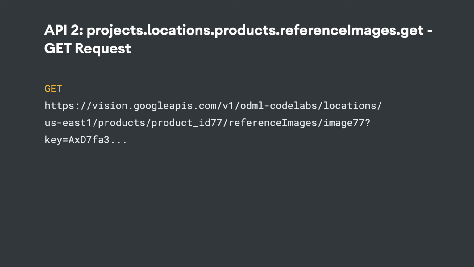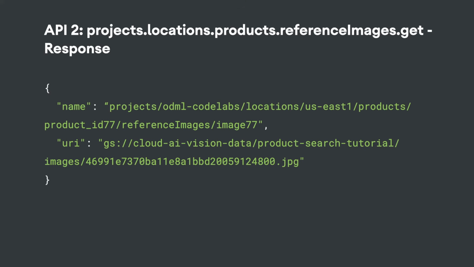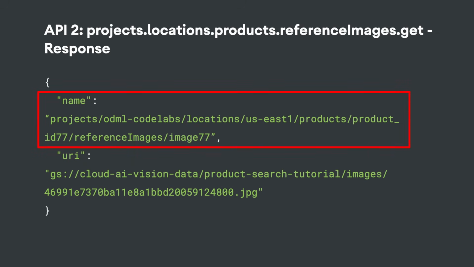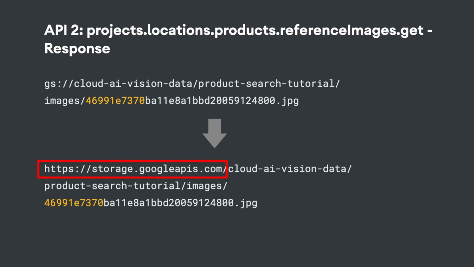You only need to send a GET request. The URL path here is the same as the image field in the response of the first API. The API response contains a JSON object like this. Name is a reference image identifier, the same value that you have specified in the request. URI is a path of the image on Google Cloud Storage. Because the images in this bucket are all public, you can just replace the gs prefix with storage.googleapis.com to download the image.